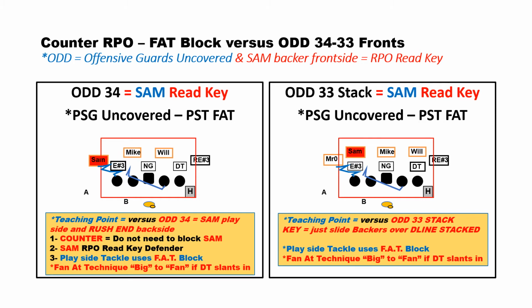On the right side we have the odd 33 stack. Again, fat technique, still reading the Sam backer, but now he's stacked right over top. Again, that left tackle is going to go hit the D end for 2. If he slants down inside, he can let him go and fan out to the Mr. Zero, and we can still read the Sam backer. Nothing changes.